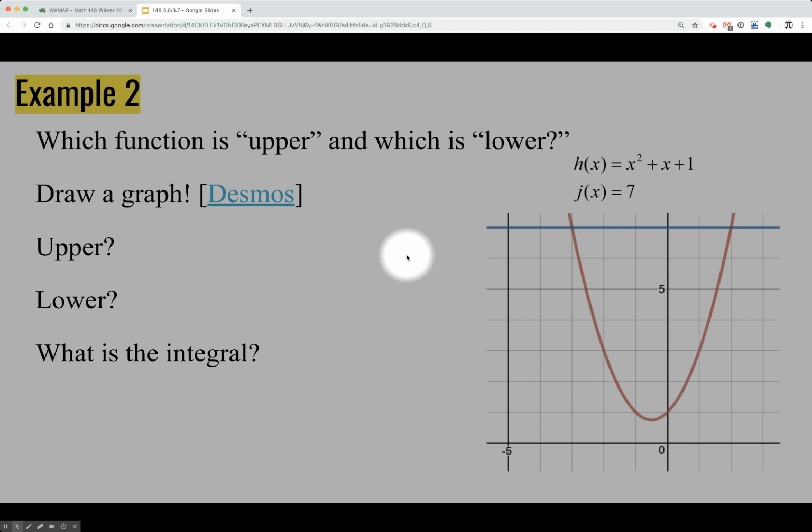We need to draw a picture to see what's going on, and what we can see is that if we draw the function j, it's a flat line. It's y equals 7, so this is a flat line. And h is a parabola with this shape in red. So knowing what we do about lines and parabolas, we know that the area between those two functions is strictly right here.